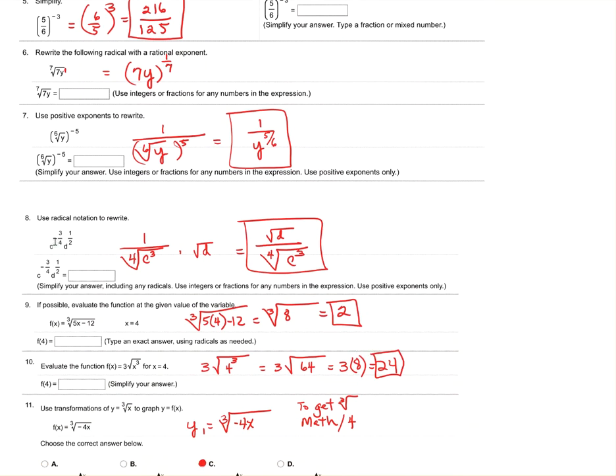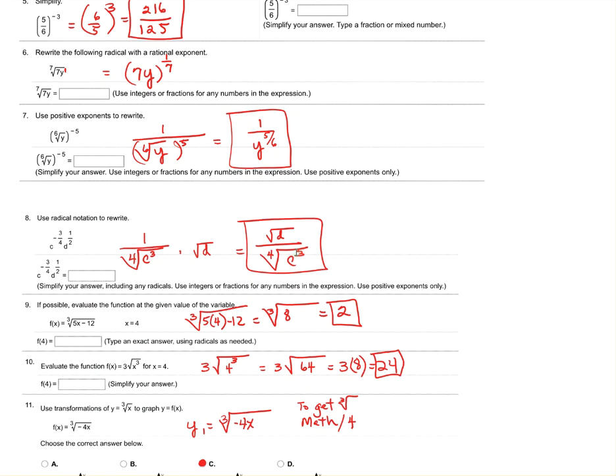Use radical notation to rewrite. We have c to the -3/4 times d to the 1/2. That is 1 over the 4th root of c cubed. That's this one. Times the square root of d. Okay, so we've got square root of d over the 4th root of c cubed, and you really can't do much more than that.